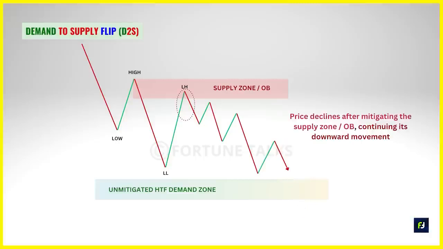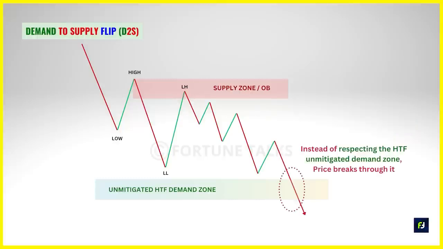In this scenario, we have a bearish market where the price enters the extreme supply zone and starts to reverse, continuing its downward movement towards the next unmitigated higher time frame demand zone. However, something interesting occurs in this situation. Instead of respecting this unmitigated demand zone and reversing higher, the price sharply pushes downwards and breaks through the demand zone. This break of the demand zone indicates a lack of bullish momentum in the market, thereby signaling a shift in control from buyers to sellers.